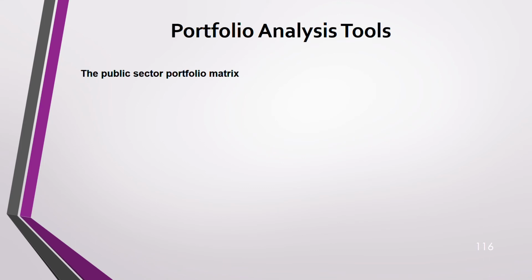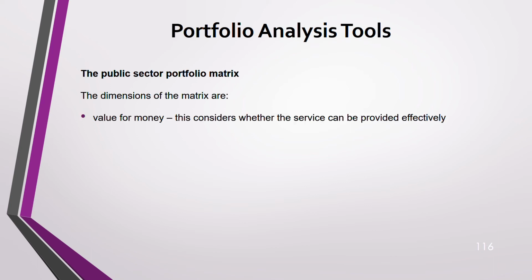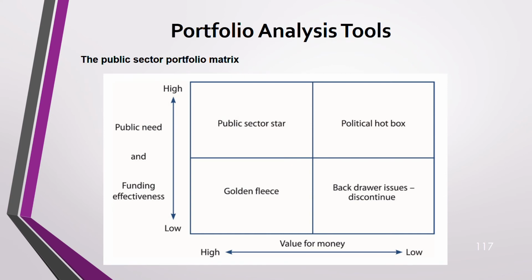The public sector portfolio metrics. This is the next type of portfolio metrics after the BCG matrix, and this is applicable for public sector organizations. Okay, so the two metrics are value for money and the other one is desirability of the service. Value for money means how effectively the services can be provided, and desirability means what is the public support and the funding attractiveness. Can they fund it? Do they have the resources to fund? Now, so this is the public sector portfolio matrix.